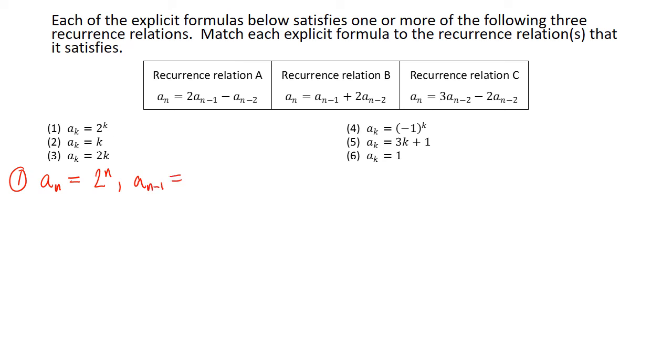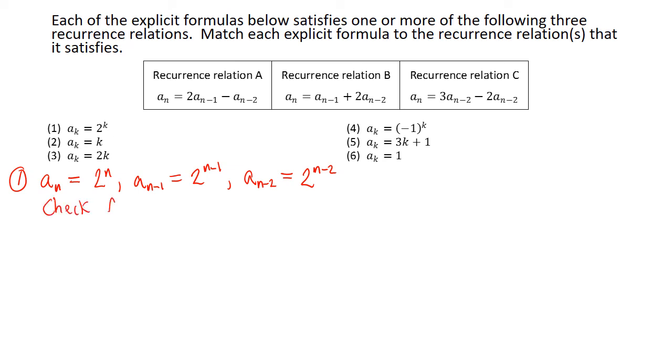So you're plugging in n minus 1 instead of k. So that would be 2 to the n minus 1. And then finally a n minus 2. So you're plugging in n minus 2 for k. So that would give you 2 to the n minus 2. So let's just check a, b, and c.